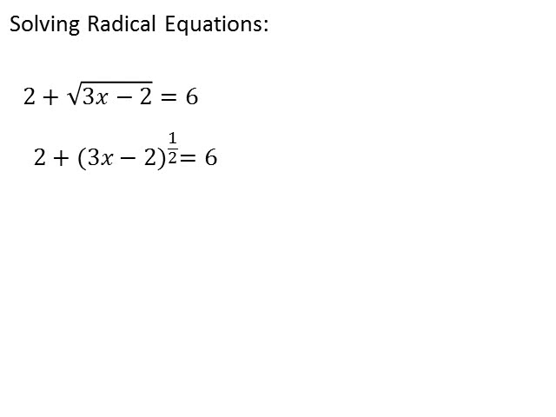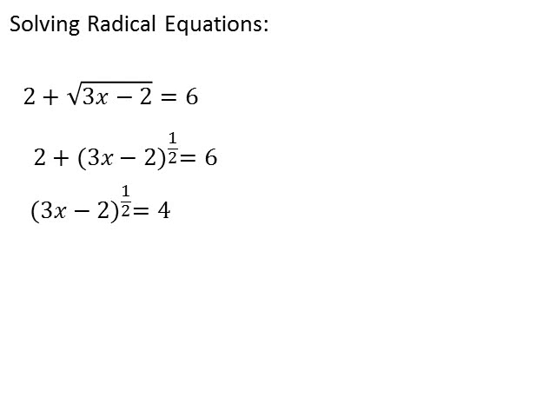Now I can't FOIL that out or anything, so we're just going to leave it as it is. But I would like to get that rational exponent by itself. And right now it's not by itself because the plus 2 is with it. So I have to subtract 2 from both sides. That gives me that 3x minus 2 raised to the 1/2 power equals 4.